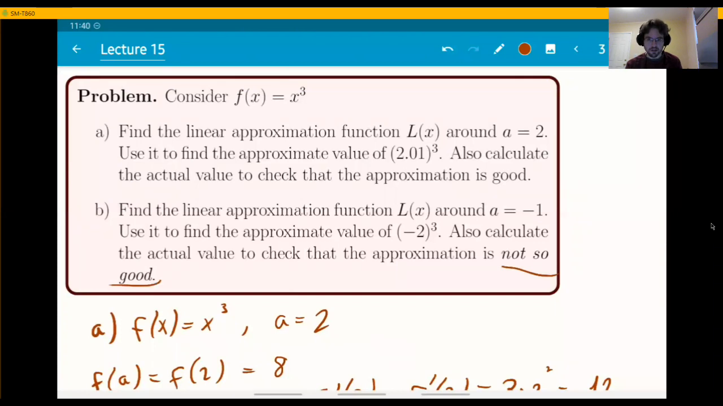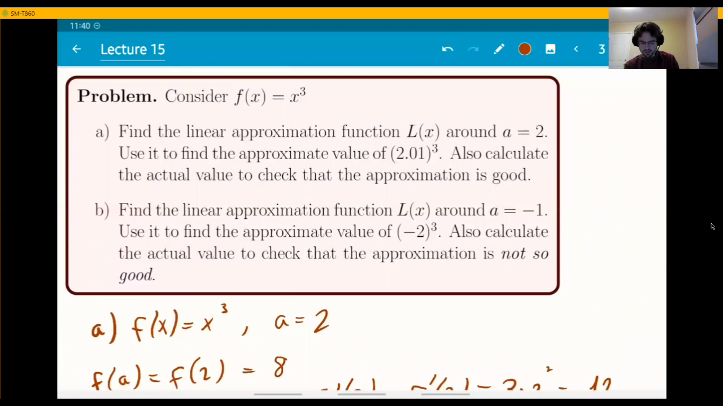We do not expect this to be a good approximation for -2 cubed because, well, essentially the point where we are basing the calculation, the a value, is kind of far from -2. It's -1. But anyway, of course, we don't need any approximating schemes to find the value of this number, -2 cubed. We know what that is. But we're just trying to use the L of x function. That's the point of this problem.